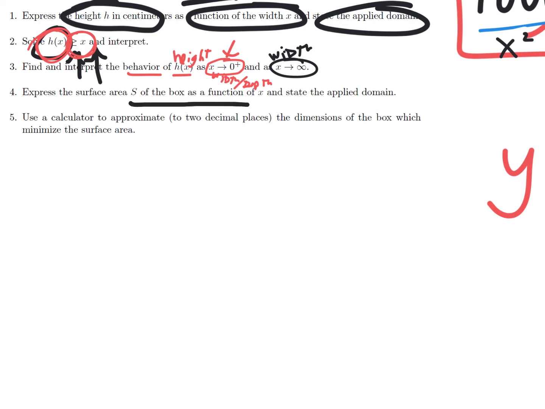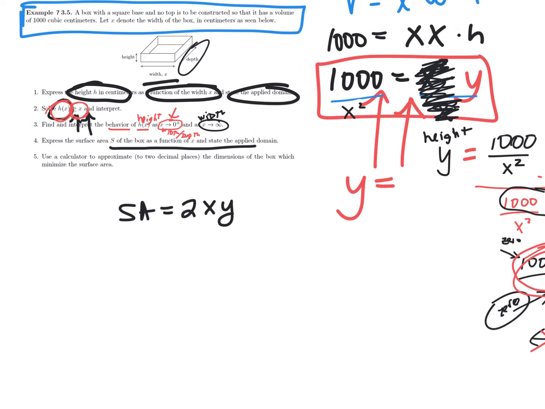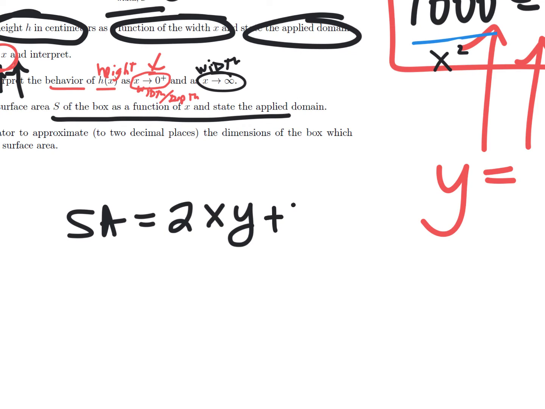The surface area of the box as a function of x. Surface area is normally, I know a lot of you are weak at these formulas, but you're going to have to do this on the test, so memorize this. You ready? The surface area is 2, and my dimensions are x, y, and z. x is the width, y is the height, and depth is also an x, which is a little weird, but 2xy plus 2xz plus 2yz.